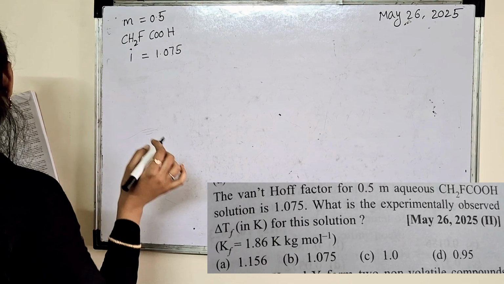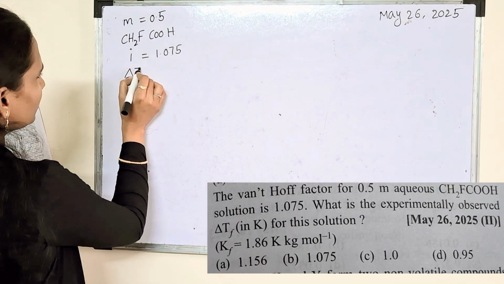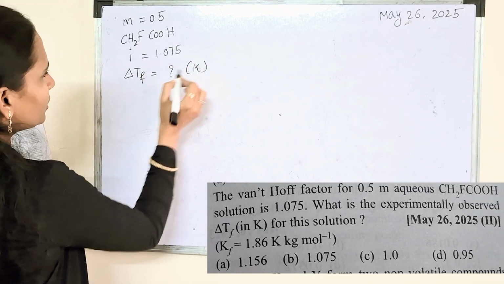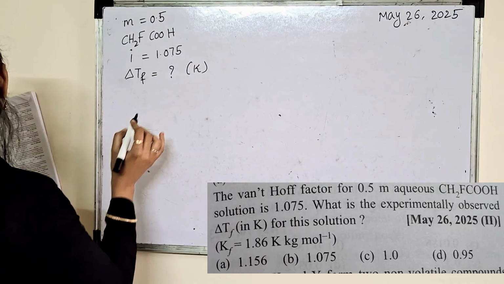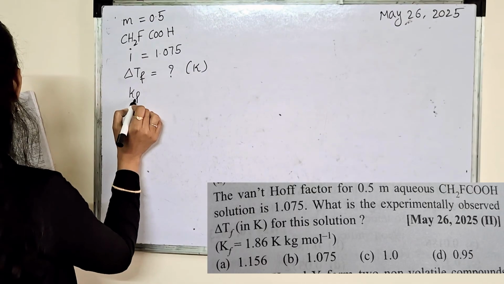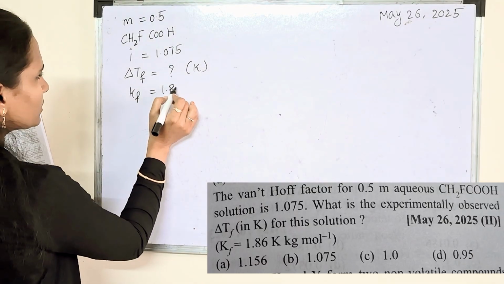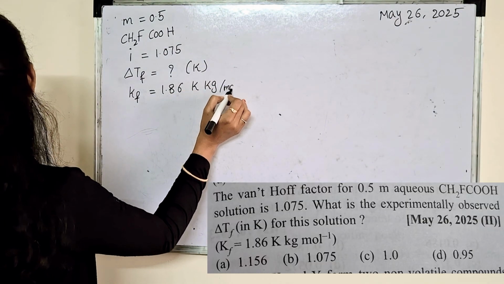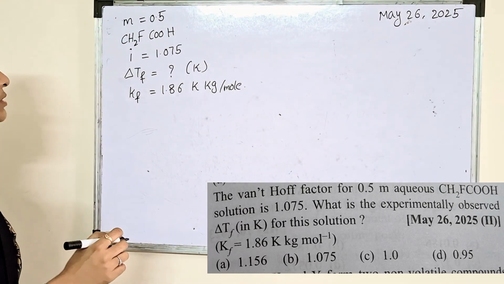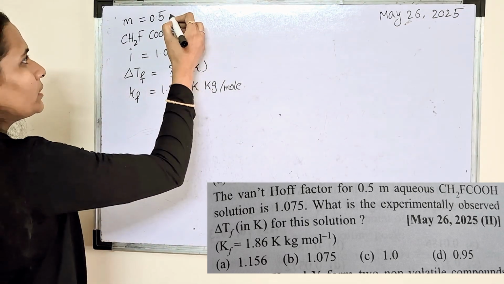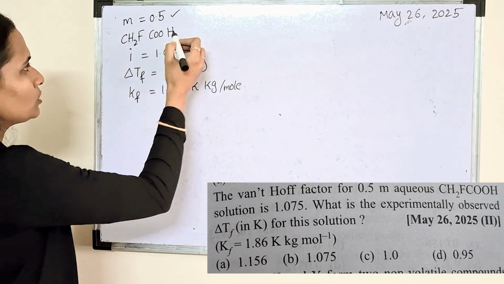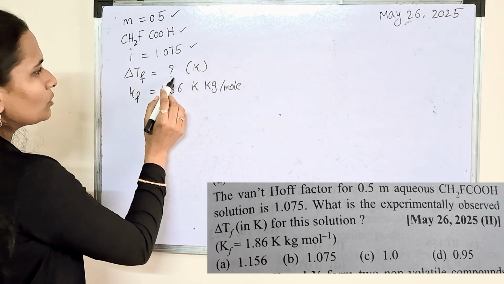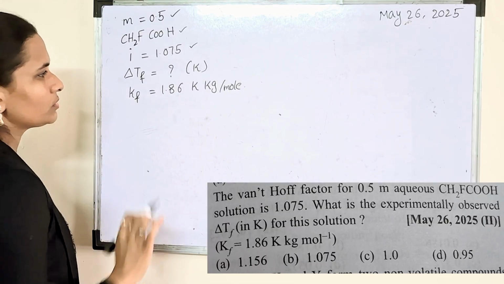And what is the experimentally observed delta Tf? They are asking for delta Tf in units of Kelvin. Next, the Kf value is also given, that is 1.86 Kelvin kg per mole. So this is the given information: the molality 0.5, the solution CH2FCOOH, and the van't Hoff factor i. Now they are asking delta Tf.